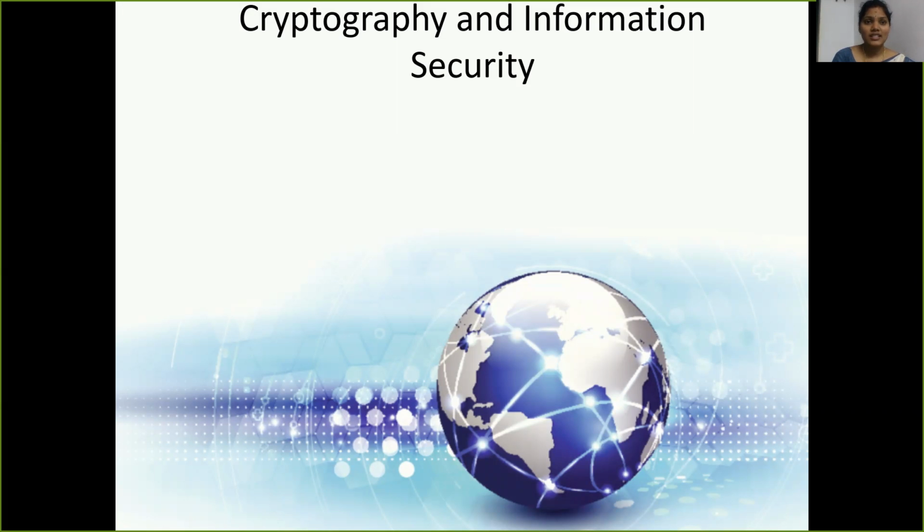Now, I'd like to discuss a small topic from cryptography and information security. Well, before going directly to the topic, let's see what cryptography and information security are. Crypto means secret or hidden, and graphy means writing. So we are writing the data or the information in a secret manner.